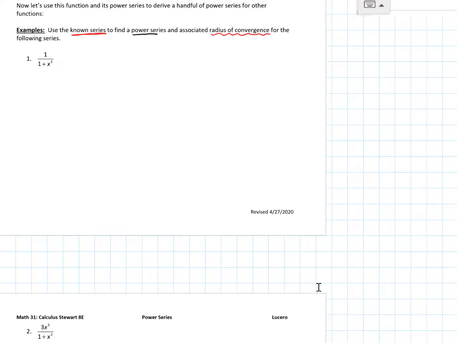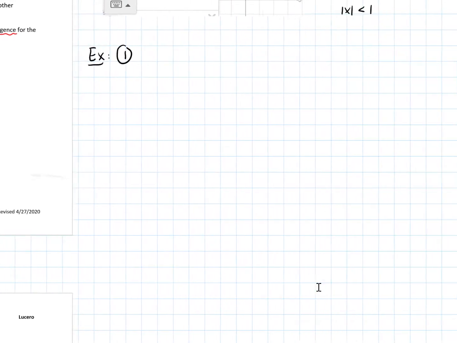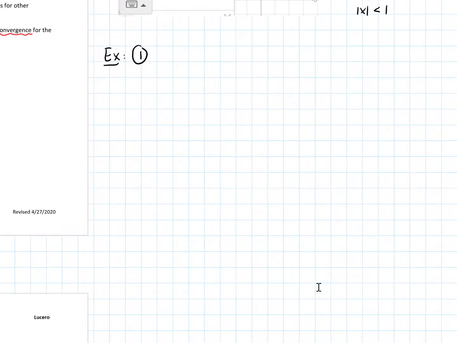So we want to know what the power series representation is, and on what interval, or what radius, it converges. So let's do this. For our first example, how would we do this using a known series?